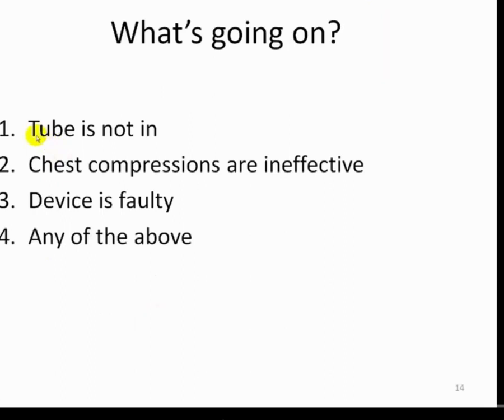So it's one of four options: either the tube is not in, chest compressions are ineffective, the device could be faulty, or any of the above. So what could be an explanation for the appearance of no CO2 in the chemical device? Really, the answer is it could be any of the above. If the tube went into the esophagus and not the trachea, you certainly would not have CO2 coming out. Chest compressions could be ineffective, and they're just simply not assisting in helping the patient. The device could be faulty.